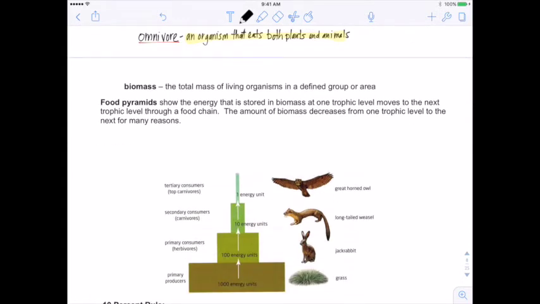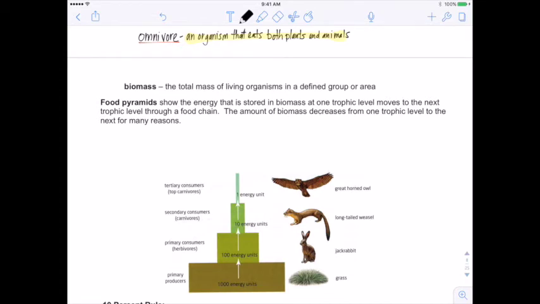Here's a food pyramid that shows all of the energy that's available at each of the trophic levels, and it shows the energy that is stored in biomass at one trophic level that moves to the next trophic level through a food chain.